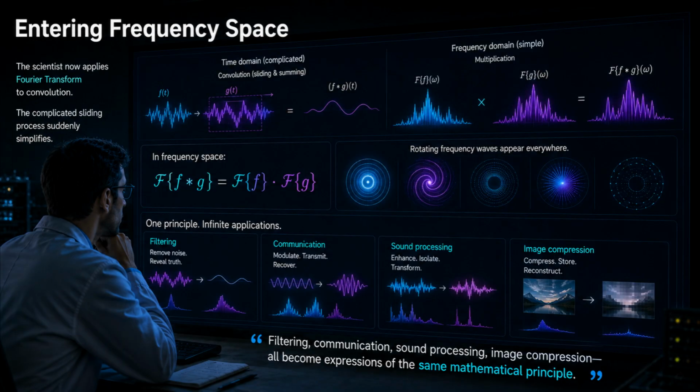The scientist now applies Fourier analysis to convolution itself. A profound simplification suddenly appears. In frequency space, the difficult sliding operation transforms into simple multiplication. Filtering, communication systems, audio processing, and image compression all become deeply connected through this mathematical relationship.